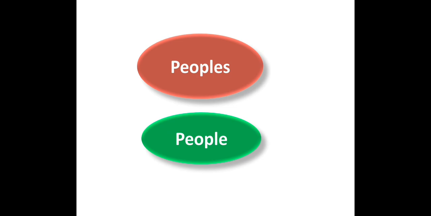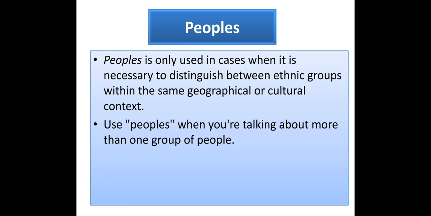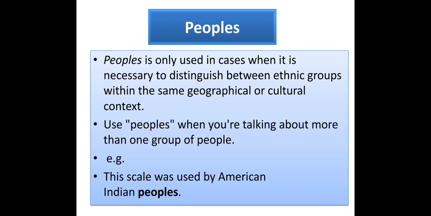Peoples. If you think that peoples is a plural for the word people, you are highly mistaken. I'll tell you about peoples. What does it mean? Peoples is only used in cases when it is necessary to distinguish between ethnic groups within the same geographical or cultural contexts. Use peoples when you are talking about more than one group of people. For example, this scale was used by American Indian peoples. So use peoples when you are talking about more than one group of people.